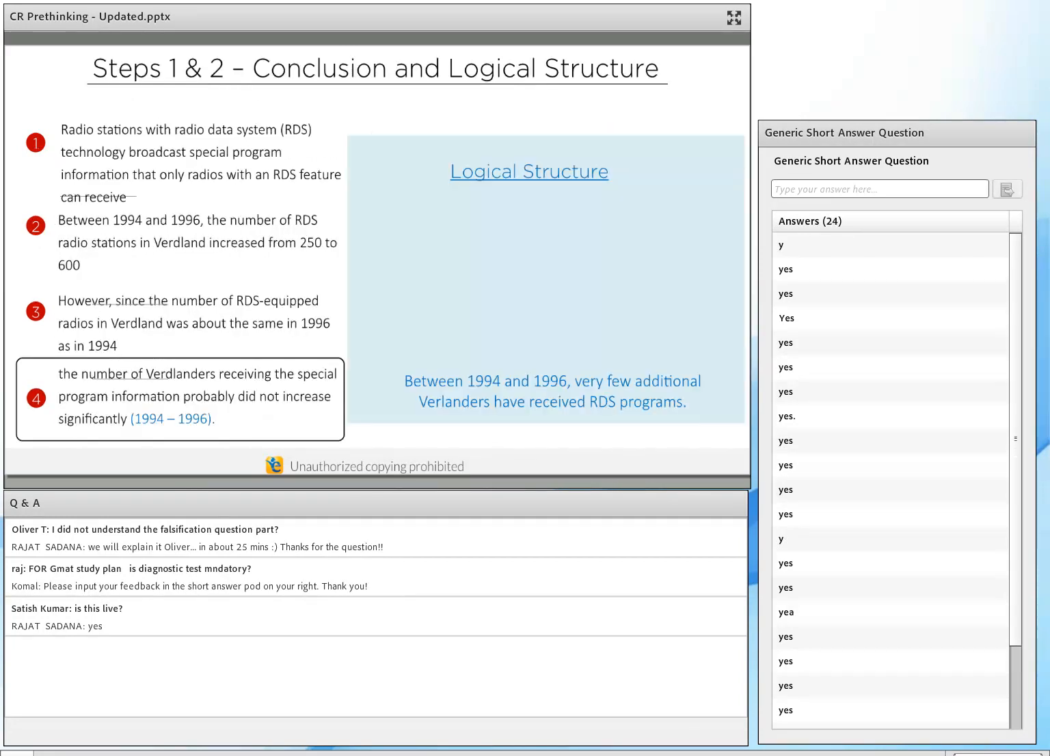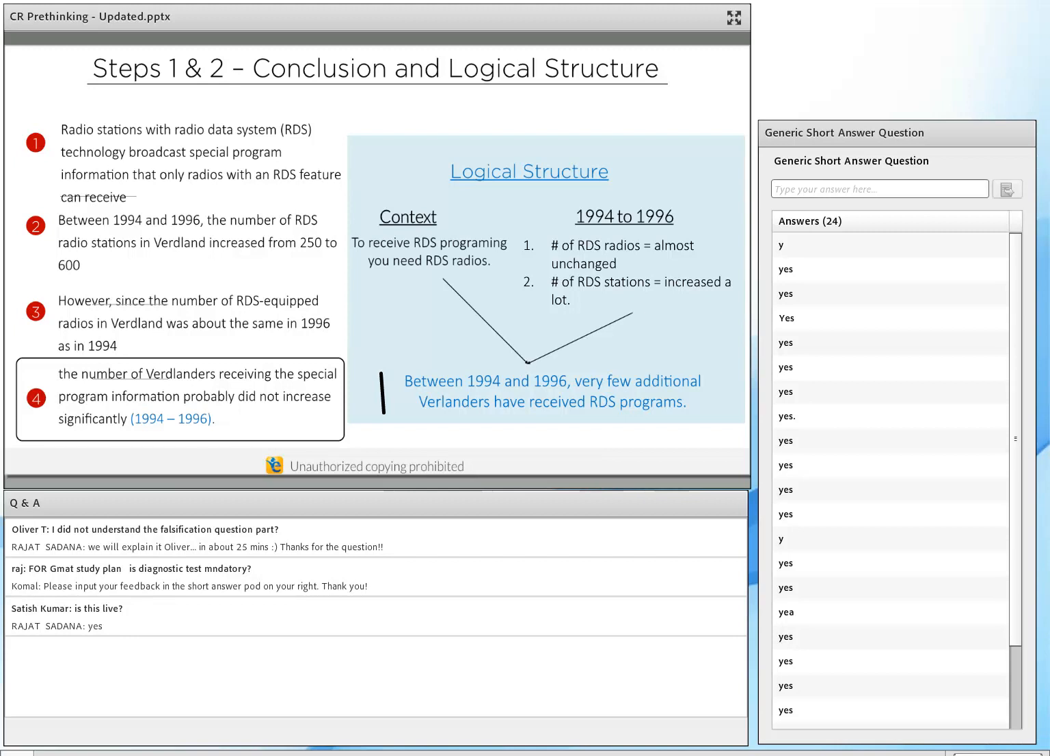Now, what's the logical structure? Logical structure always starts with a conclusion. It says between 94 and 96, very few additional Verlanders received RDS programs. Between 94 and 96, two things happened. One is the number of receiving radios remained the same. The second is the number of transmitting stations increased tremendously. The context is that to receive RDS programming, you need RDS radios. And you combine both of them, you reach this conclusion.